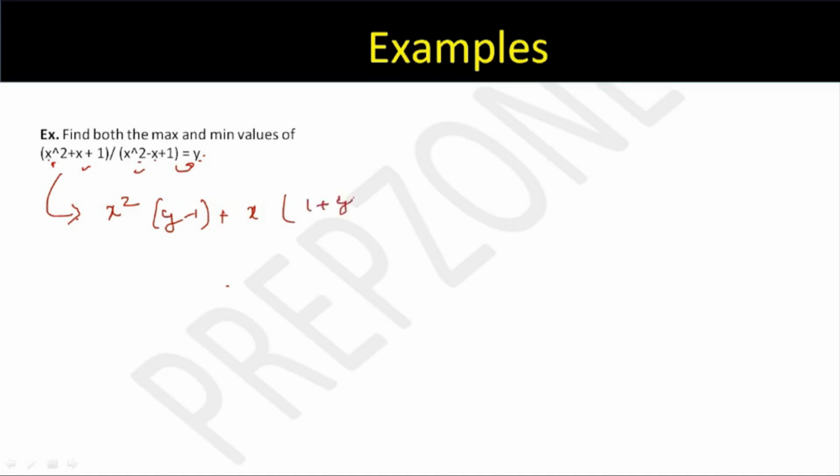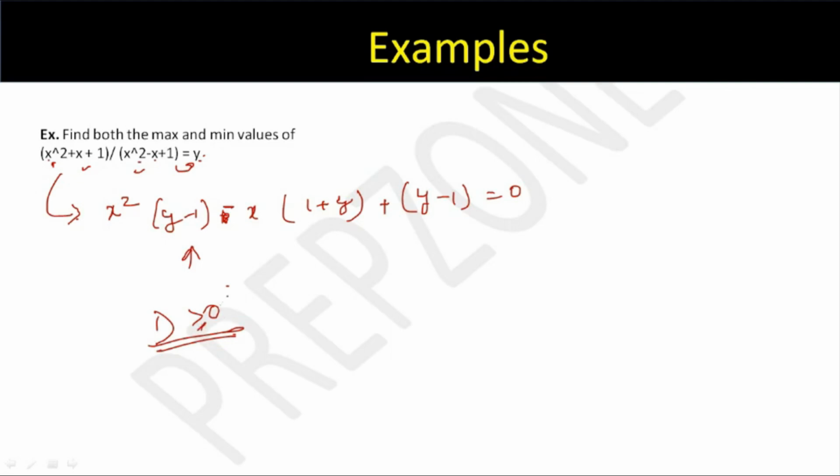So it is 1 plus y, and I'll take the minus sign common. Minus x into 1 plus y. Please let me know if there is any calculation mistake here. Plus 1 into y is y, and this 1 will go here. Y minus 1 is equal to 0. So now this becomes your equation in x. Now, I told you that x is a real number. So if x is real, you know that the discriminant of this equation has to be greater than or equal to 0.